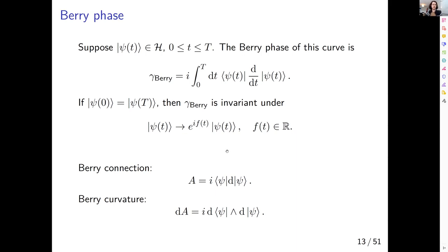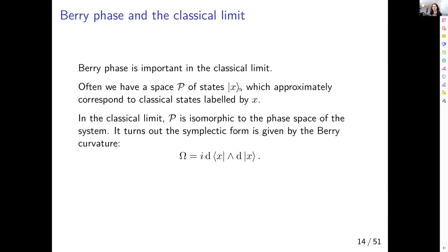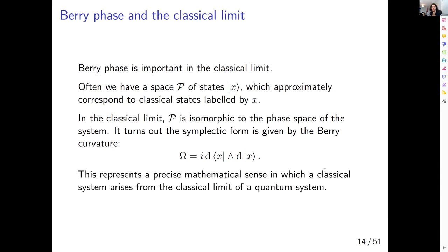So Berry phase is really important in the classical limit. Often you define such limits by specifying a space of states labeled by X here, which roughly correspond to the classical states of the system. In fact, in the classical limit, the space of states is just isomorphic to the classical phase space of the system, and the symplectic form on that phase space is just given by the Berry curvature. And this really represents quite a precise mathematical sense in which a classical system arises from a classical limit of a quantum system.